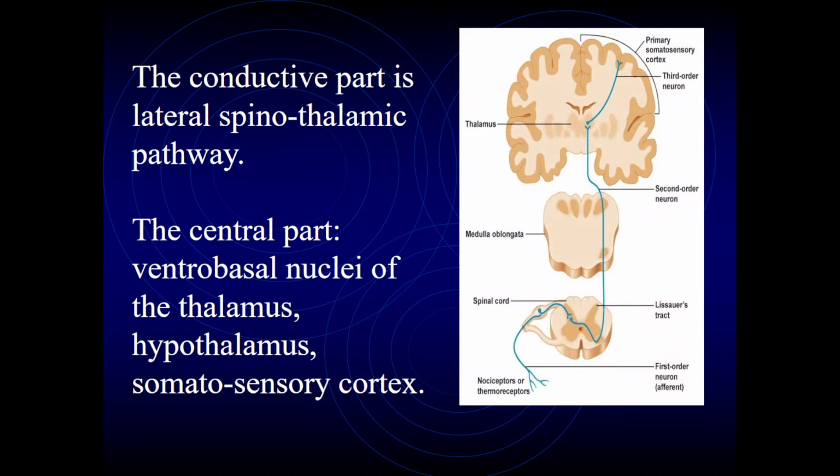The conductive part is the lateral spinothalamic pathway. It provides impulses from thermoreceptors. The central part includes the ventrobasal nuclei of the thalamus, hypothalamus, and somatosensory cortex. If you remember, in the hypothalamus we have centers of thermoregulation, the center of heat production and the center of heat loss.